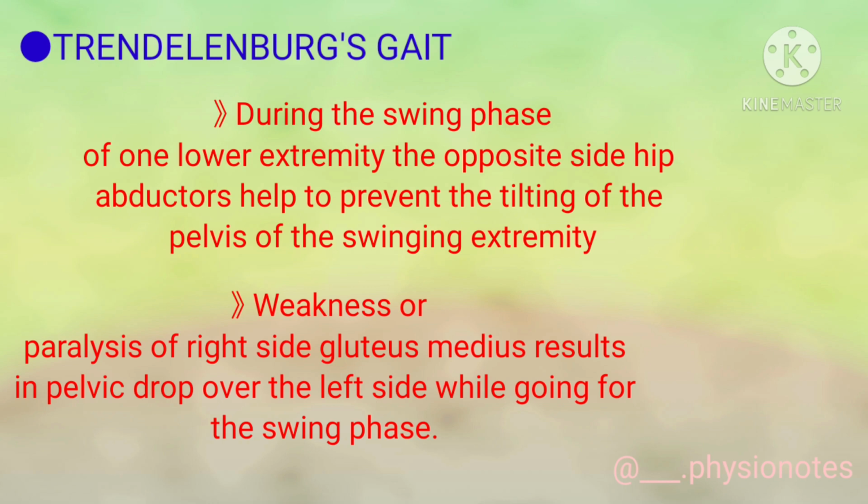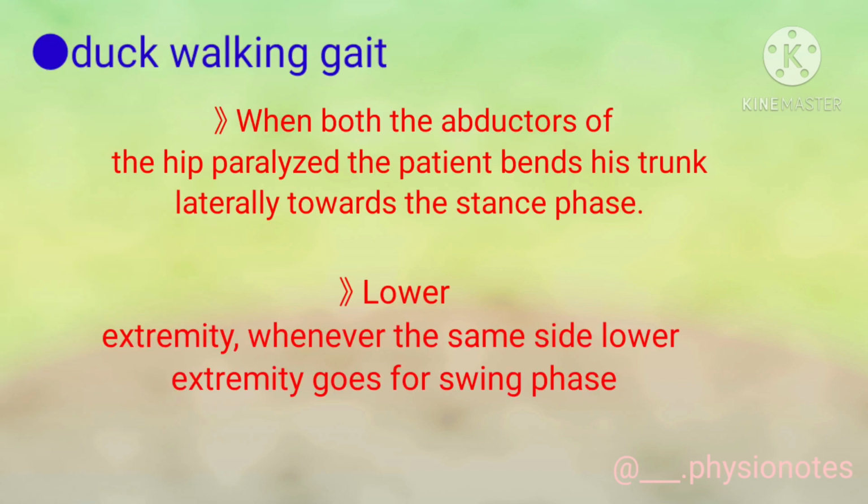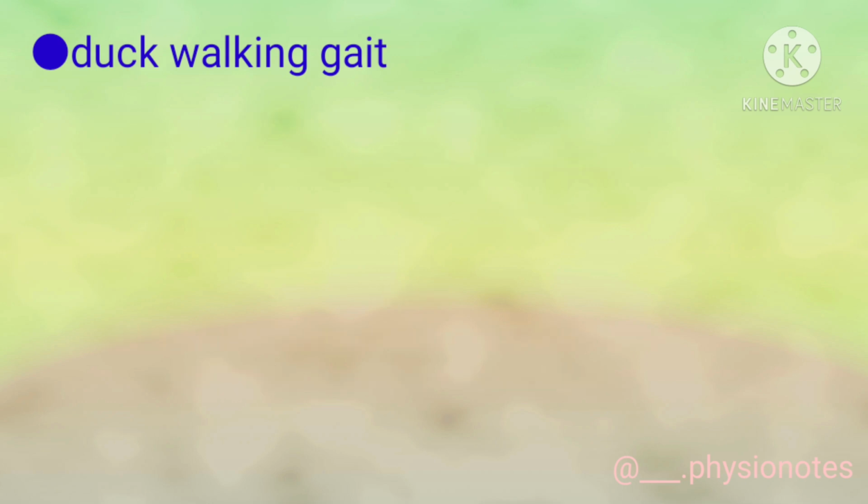Weakness or paralysis of the right side gluteus medius results in pelvic drop over the left side while going for the swing phase. So the patient while walking bends his trunk towards the paralyzed side. Duck walking gait: when both abductors of the hip are paralyzed, the patient bends his trunk laterally towards the stance phase lower extremity whenever the same side lower extremity goes for swing phase.